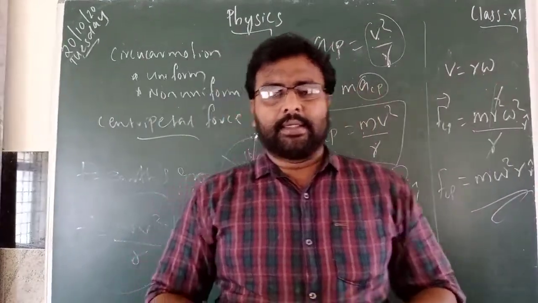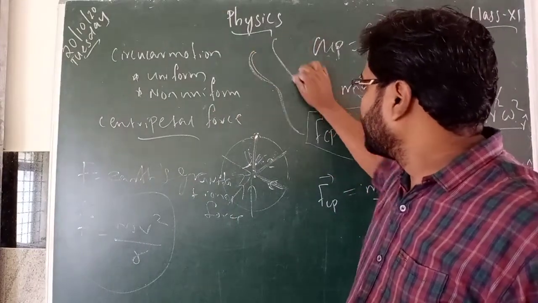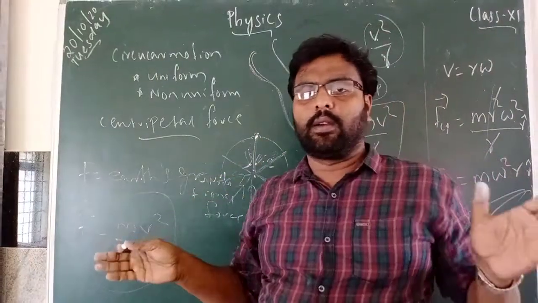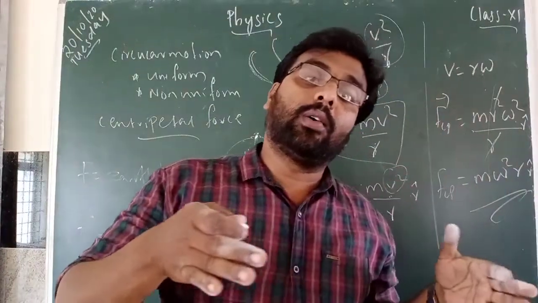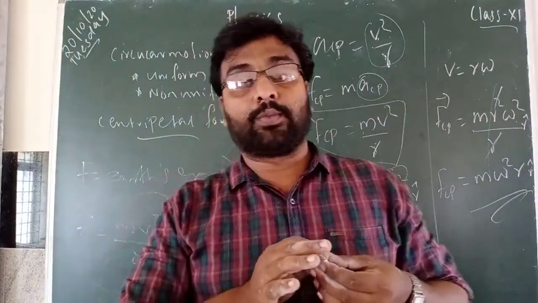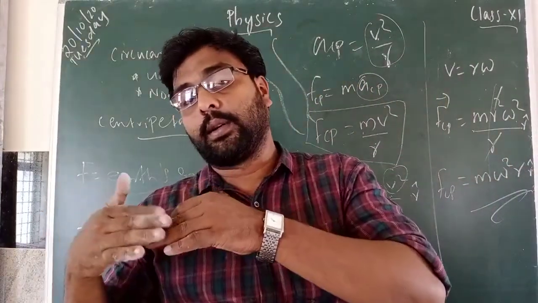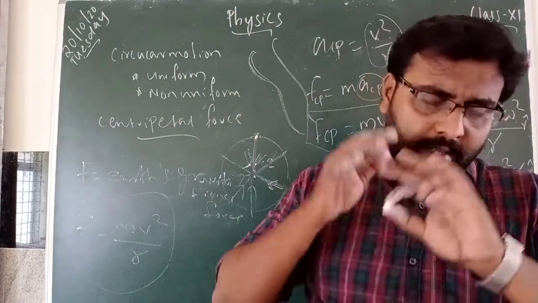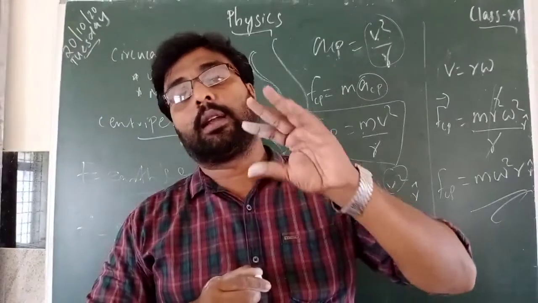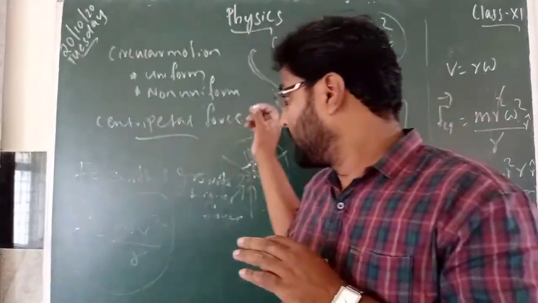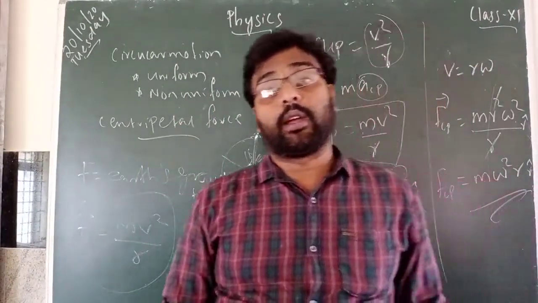The next case is a curved road. In our places, so many curves are there. When a car turns on a curve, a frictional force is produced between the surface and the tire. This frictional force provides enough centripetal force. So that is another case. And the last case is a planet moving around the sun.